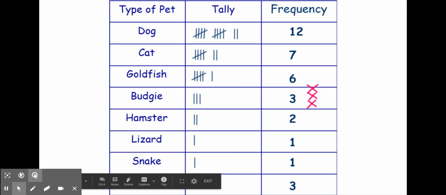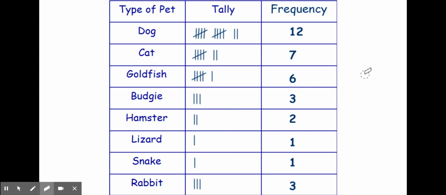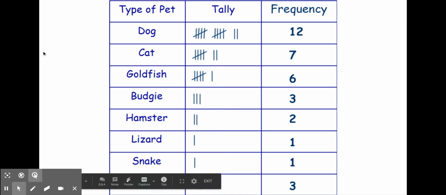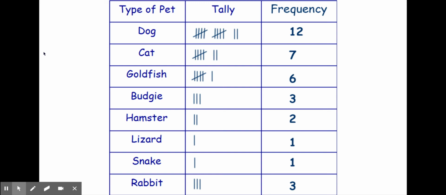So this, my X's are still there. This is an example of a frequency table. A frequency table is another way to collect simple data, and it's often combined with a tally chart. So in this case, a dog is a favorite type of pet of 12 people. That's the frequency or amount of times that it appears, how frequently it appears.